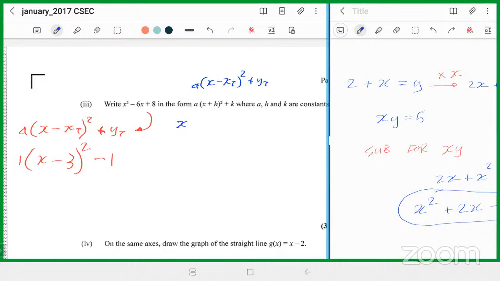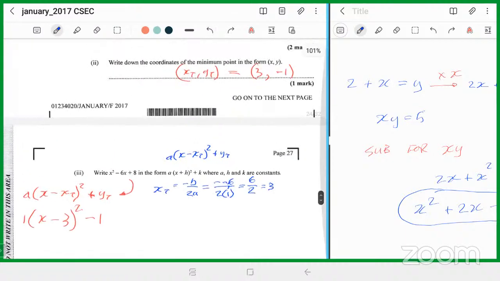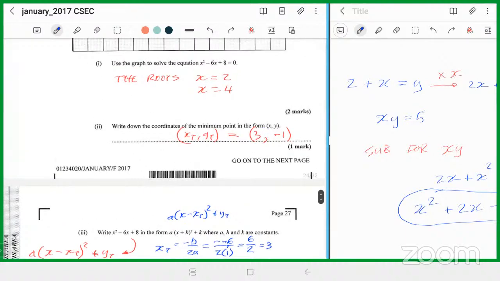Then the xt would be minus b over 2a, where b is -6. So you put minus -6 over 2 times a. The a is 1. This -6 becomes +6 over 2 times 1. 2 times 1 is 2, sorry. 6 divided by 2 is 3. Same 3 that we got on the graph already. Why calculate it over again?